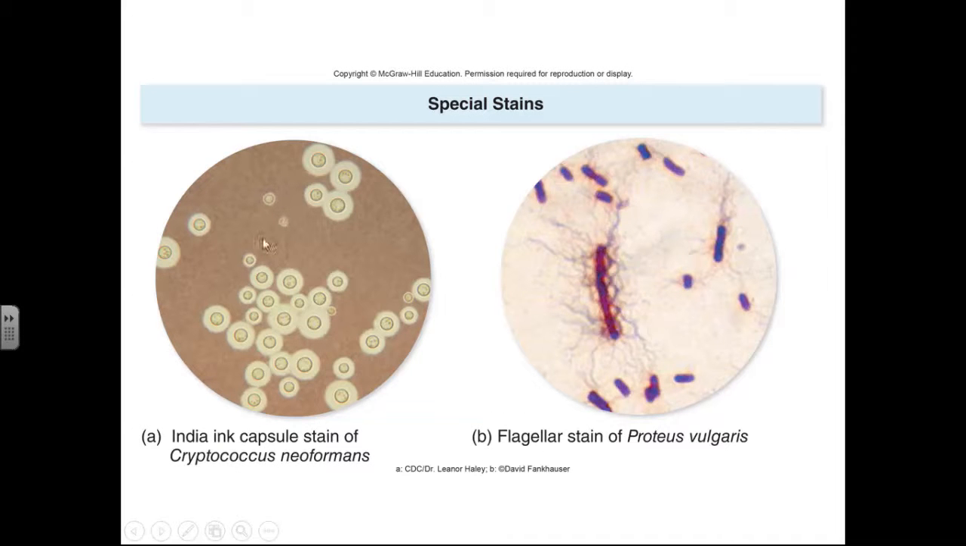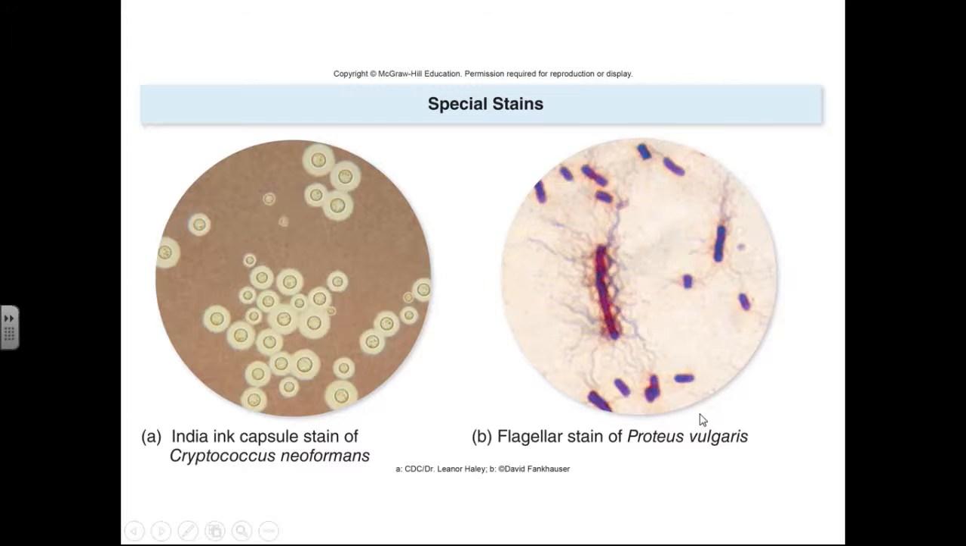So here we can see India ink staining. This is going to be a negative stain. We stained the background of the microscope slide, and then there's the bacterial cell in the center, and then around the bacterial cell is that thick, waxy glycocalyx that's pushing the India ink away. So here we have Cryptococcus neoformans. I absolutely would not want to be infected with Cryptococcus neoformans. Those thick capsules that they have would make it very difficult for my body to fight off an infection of this bacteria.